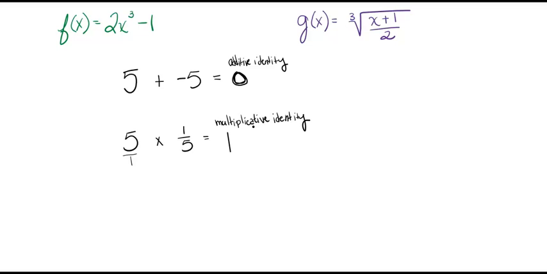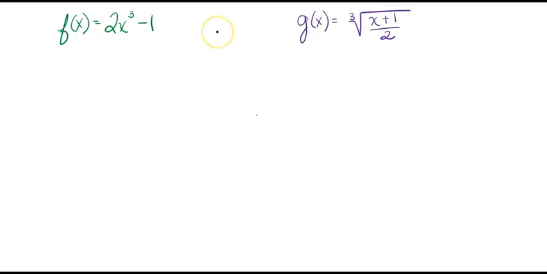So this same idea is going to work for functions. If I take the composition of two functions, f of g of x and g of f of x, and they both reduce to the identity function, to y equals x, or just the variable x, then they are going to be inverses of each other. Just like when you add two inverses, you get the additive identity, and when you multiply two inverses, you get the multiplicative identity, if you compose two inverse functions, you're going to get the identity function.